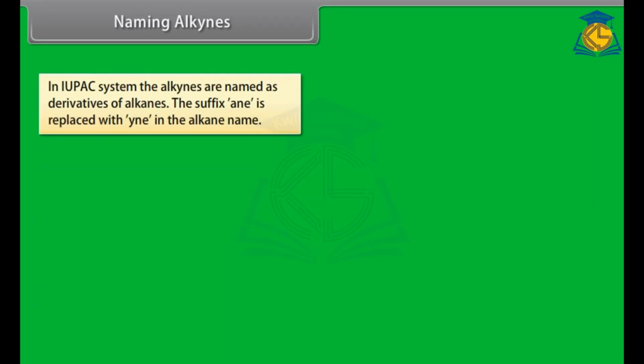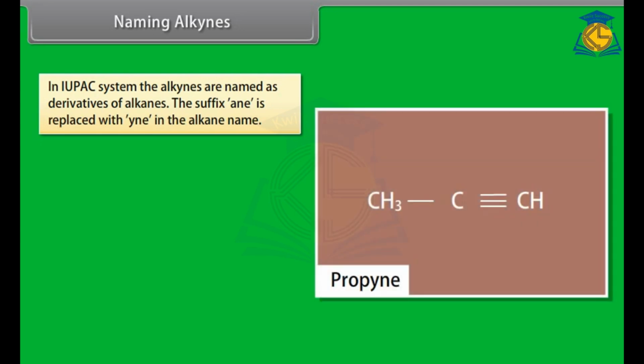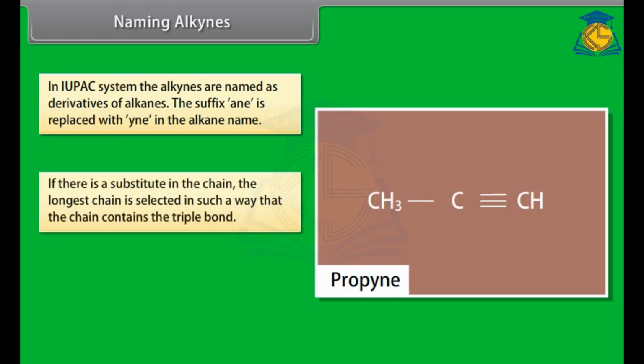Naming alkynes. In the IUPAC system, the alkynes are named as derivatives of alkanes. The suffix -ane is replaced with -yne in the alkane name. For example, the given compound has 3 carbon atoms and hence the root name is propane. If the suffix -ane is replaced with -yne, we will get the IUPAC name of the compound as propyne. If there is a substituent in the chain, the longest chain is selected in such a way that the chain contains the triple bond.